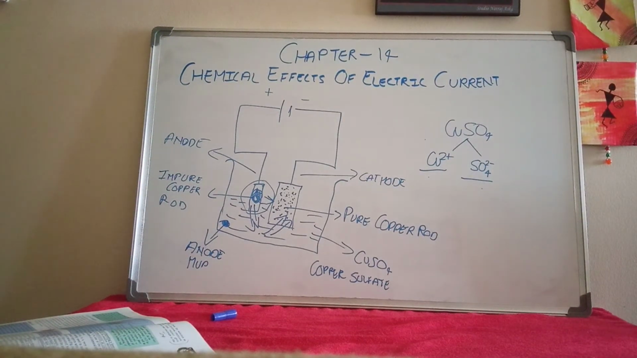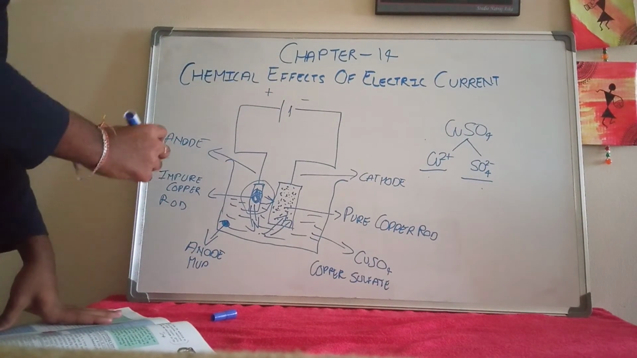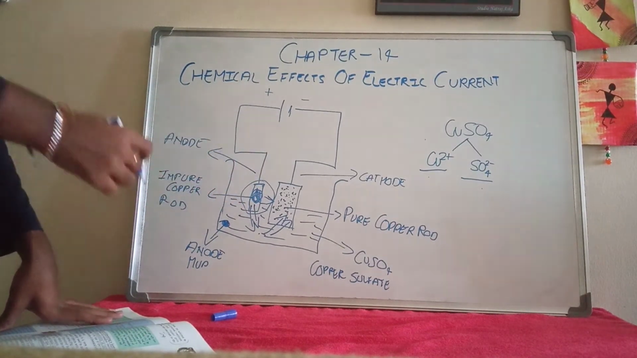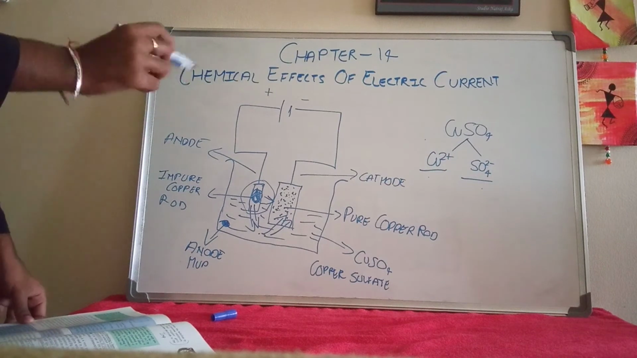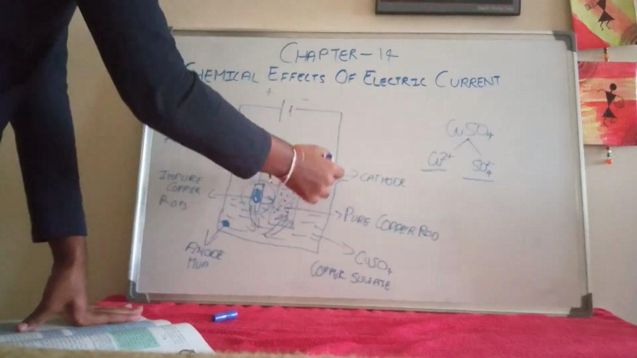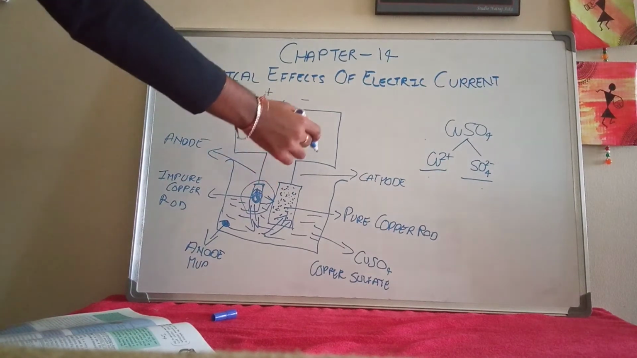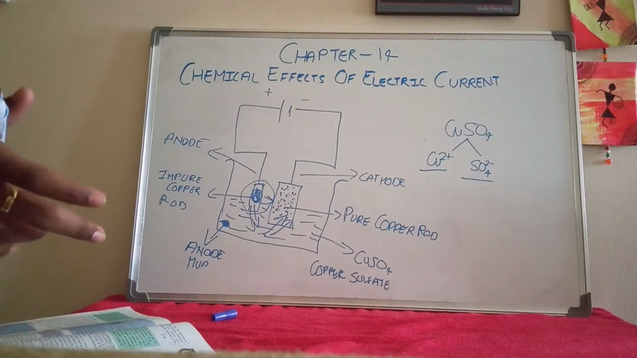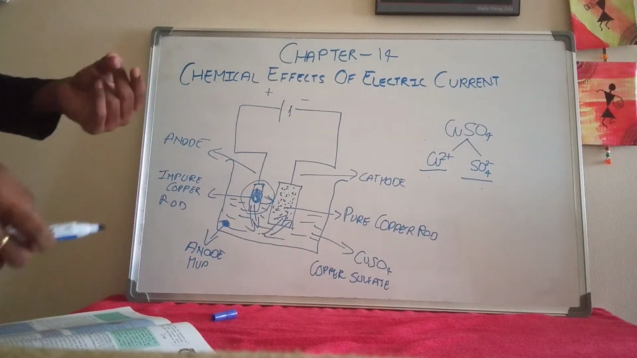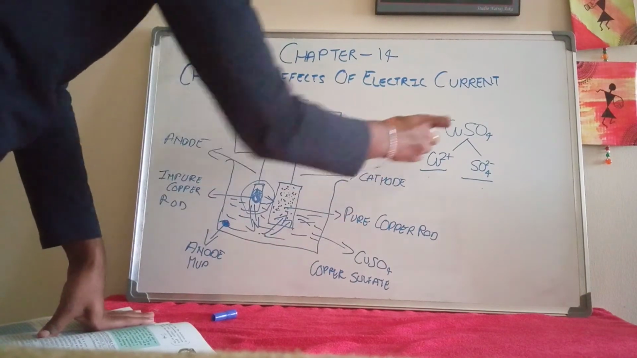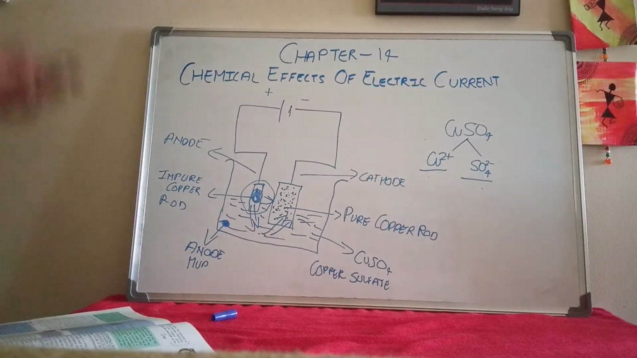So for this we need an electric circuit, we need an impure copper rod, which is attached to one of the electrodes, that is the positive electrode, the anode, and a copper plate which is connected to the negative terminal, the cathode, and an electrolytic substance. This liquid should be conducting, it should conduct electricity and should be a compound of copper. These are the necessary requirements.